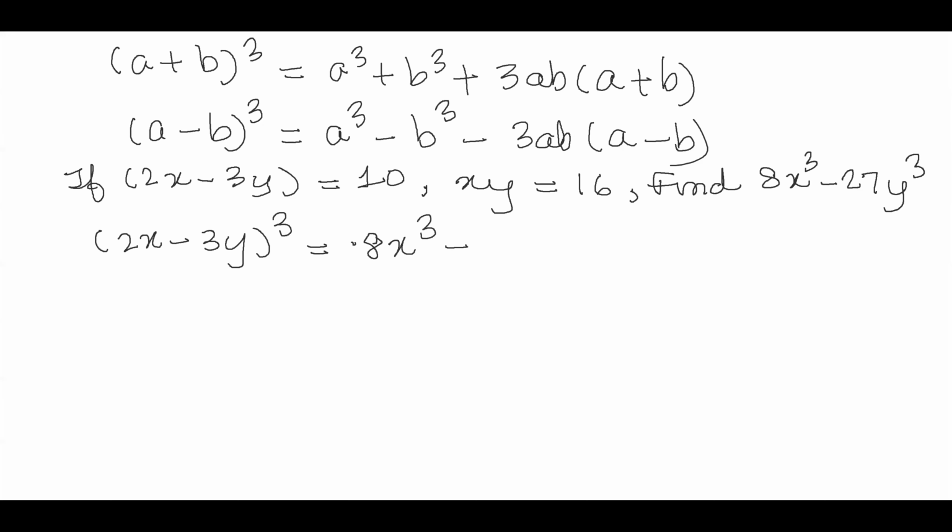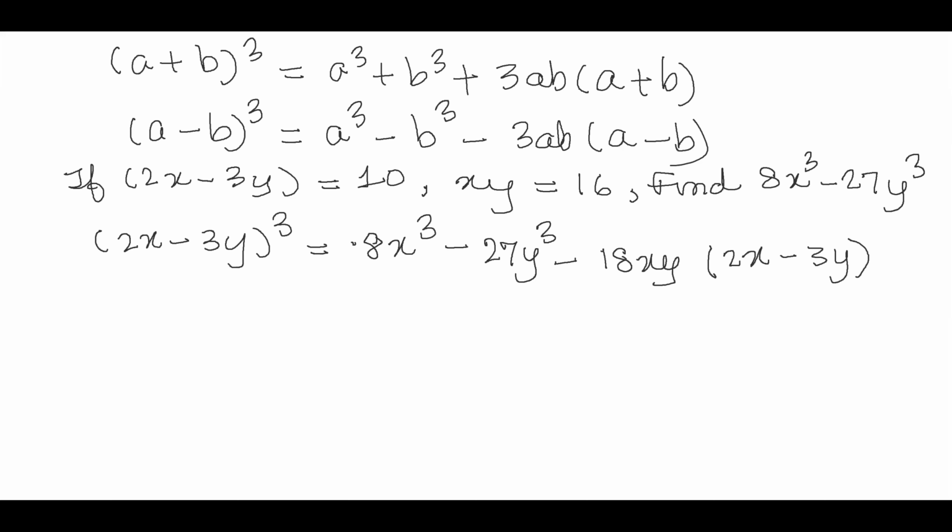Minus b cube. Now b for us is 3y, so that will become 27y cube. Minus 3ab. If you talk about ab, ab means the product of 2x and 3y. The product of 2x and 3y will be 6xy, and 6 into 3 will be 18, so this is going to be 18xy. 2 3s are 6 and 6 into 3 is 18, and in the bracket will come a minus b, that is 2x minus 3y.